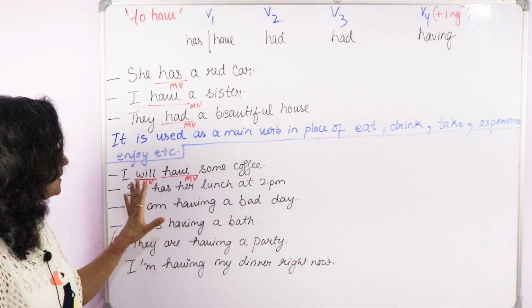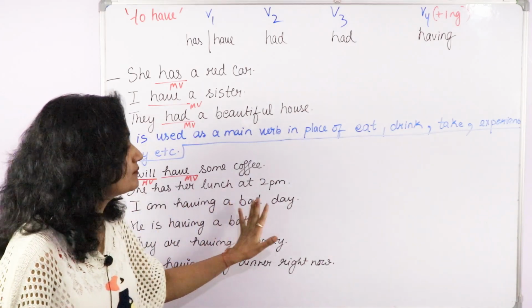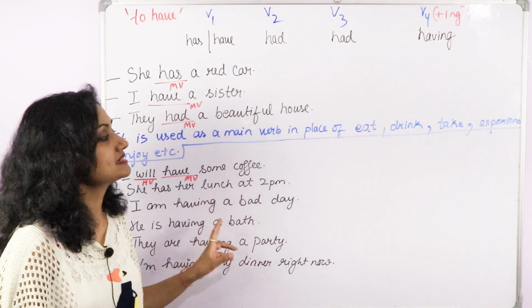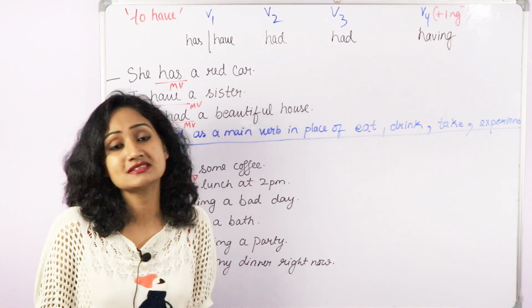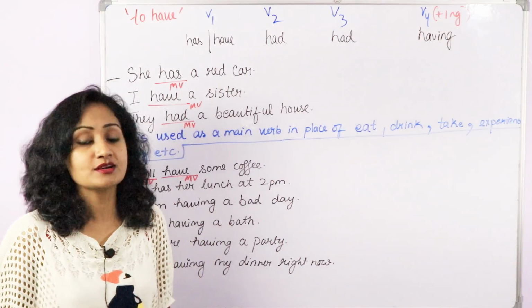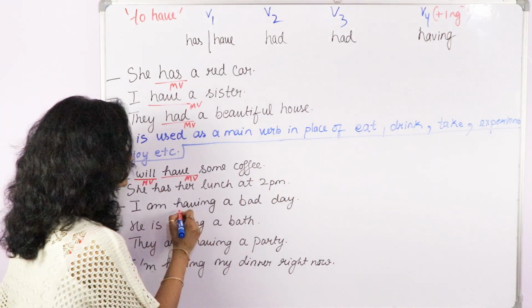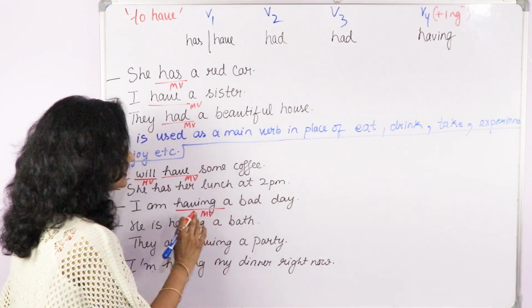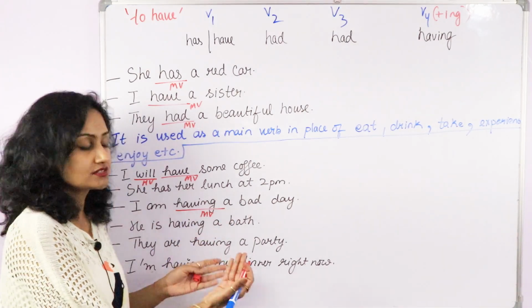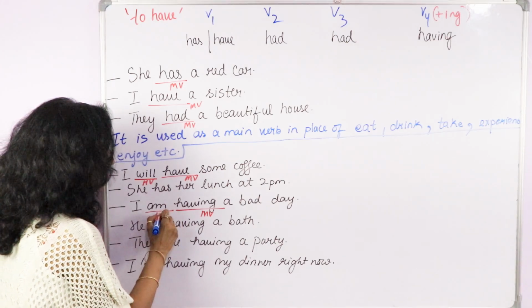Okay. So I am having a bad day. So here have means experience. I am experiencing a bad day. I am having a bad day. Okay, so this is a main verb and it's showing a continuous form, present continuous. So am is a helping verb.